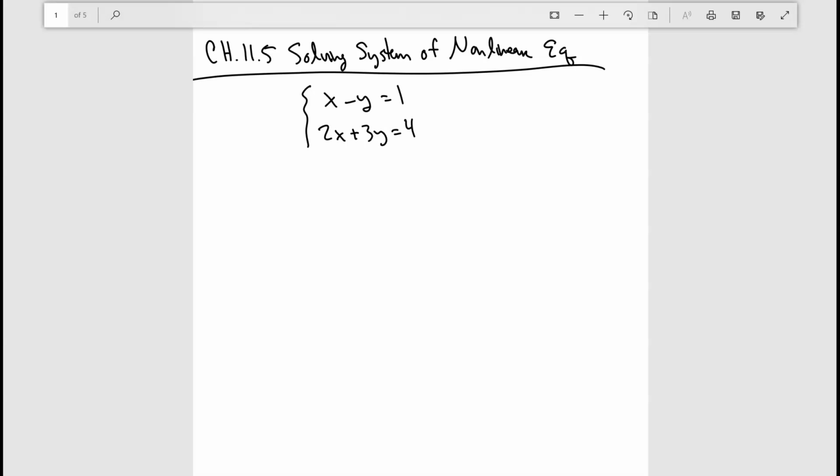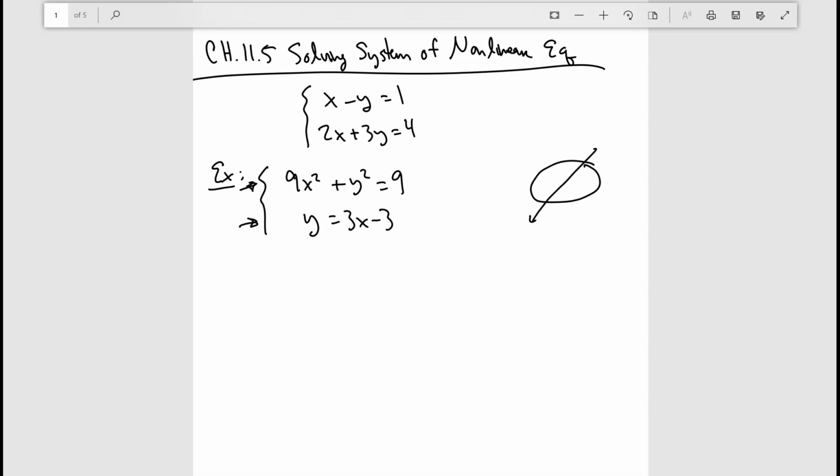So now, let me show you an example. I think it would be best to just start off with an example. Okay, so let's say we had 9x squared plus y squared equals 9, and then y is equal to 3x minus 3. So here, we have a linear system and a nonlinear system. So this first part is nonlinear. And we can actually see that this is an ellipse, because if we divide by 9, we have an ellipse here. Whereas here, we just have a line. So basically, what we're looking for, we have some ellipse, and then we also have a line.